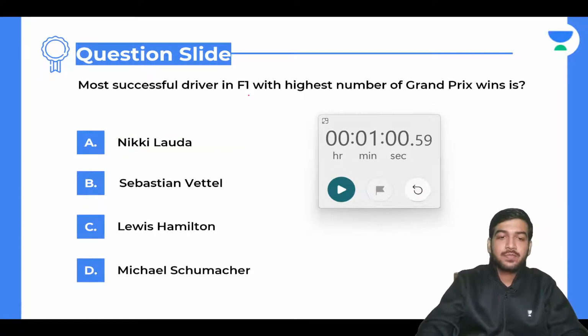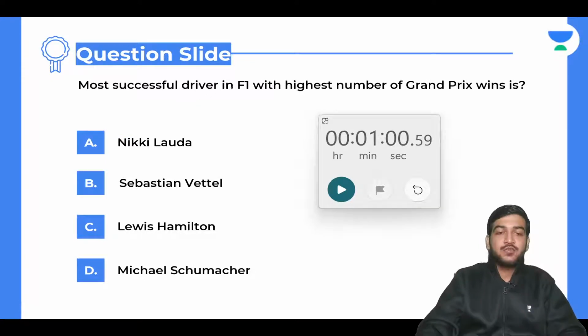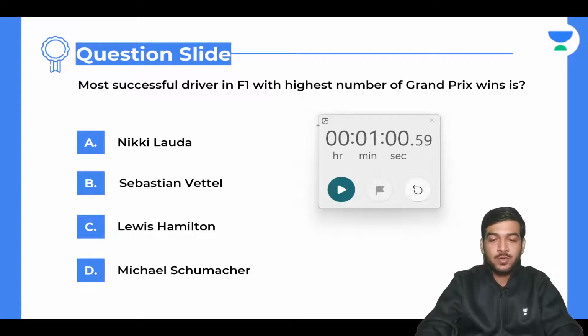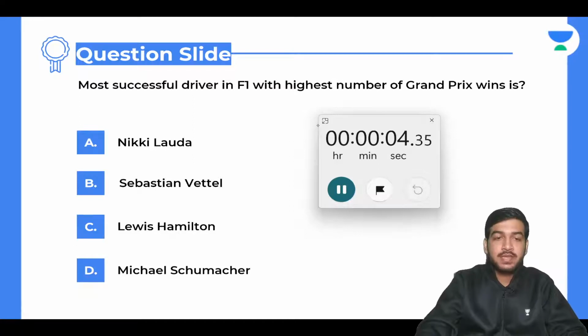Then the most successful driver in Formula 1 with the highest number of Grand Prix wins is. So this is again a very recent current affairs question. It is something related to the world of Formula 1. This has happened again in the 2021 season of Formula 1. So very recent news. Is it A. Niki Lauda, B. Sebastian Vettel, C. Lewis Hamilton, or D. Michael Schumacher?